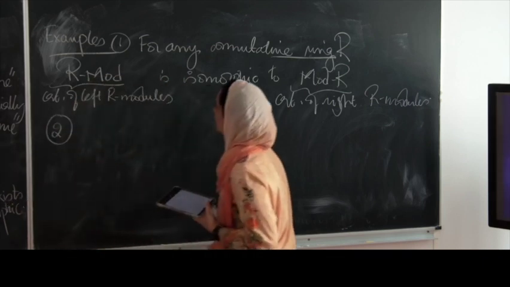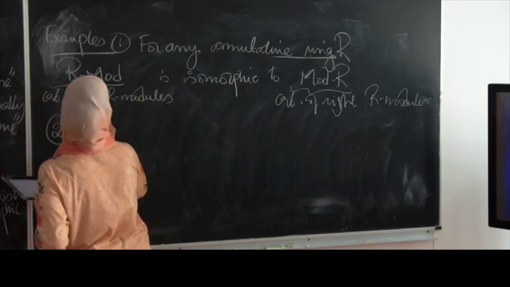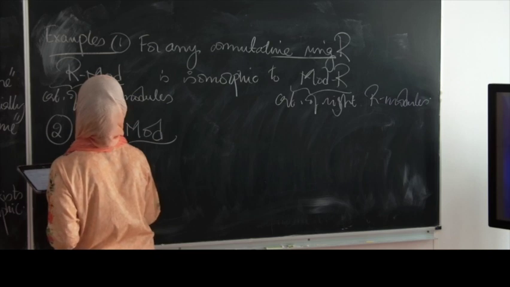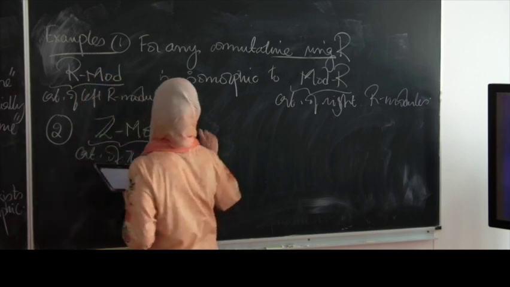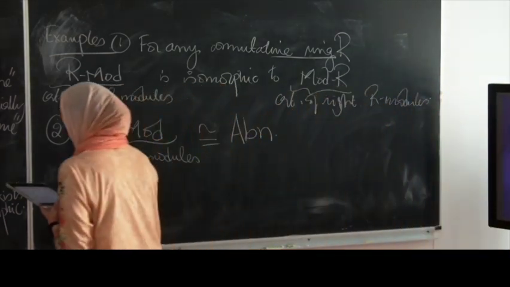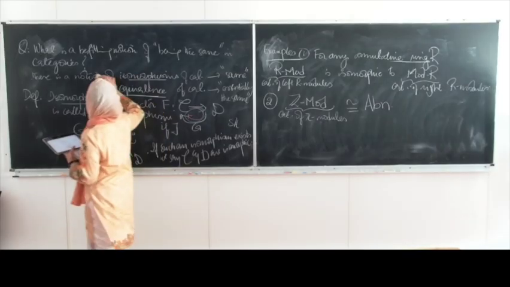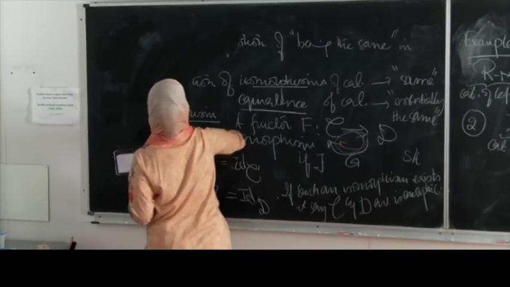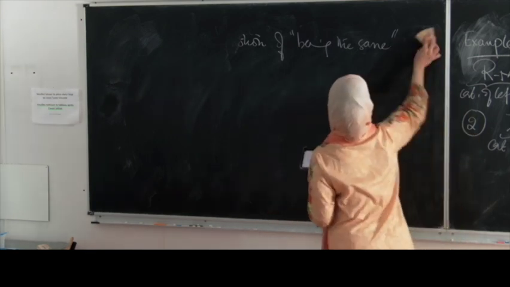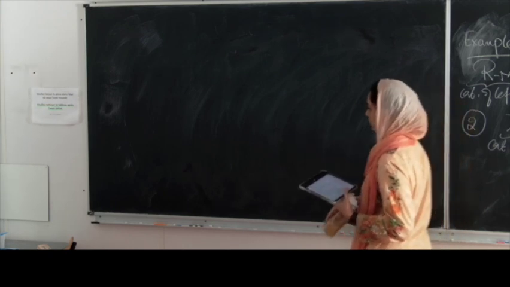But they're two categories which are naturally isomorphic. And the other one is considering Z modules. This is the category of Z modules, and this is isomorphic to the category of abelian groups. All right, so maybe we can turn to our definition of equivalence. You will see in this definition of equivalence, you do not have a functor going in the other direction so that the composition is exactly identity.